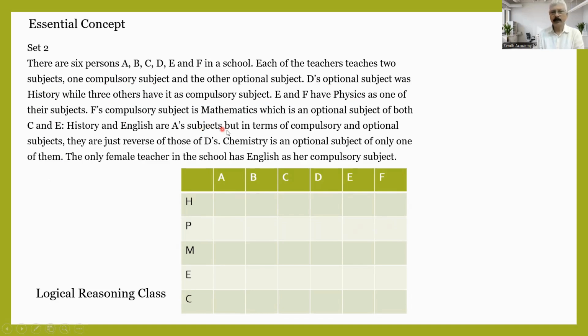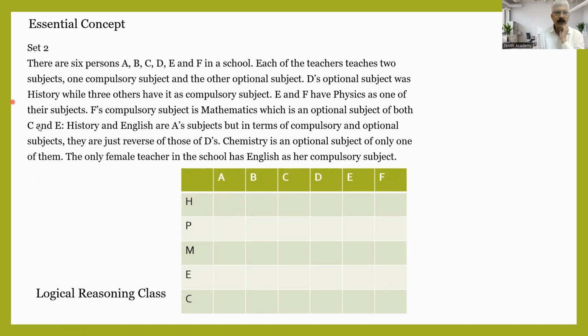History and English are A's subjects, but in terms of compulsory and optional subjects, they are just the reverse of those of D's. Chemistry is an optional subject of only one of them. The only female teacher in the school has English as her compulsory subject. So here again there are 2 objects, one is teacher, the other is subject. If we keep the teachers on one axis and the subjects on the other axis, this grid will form.